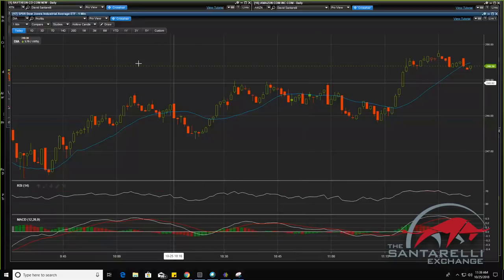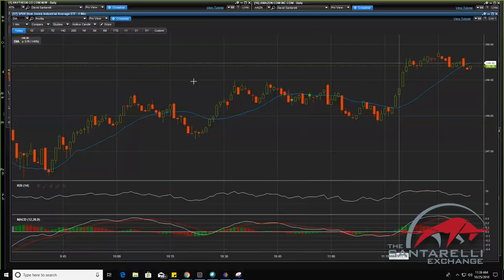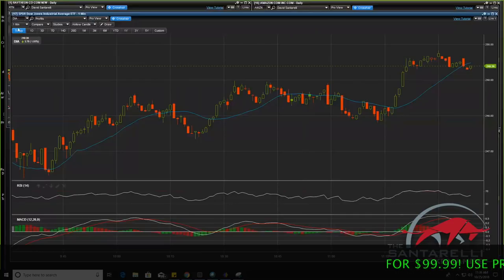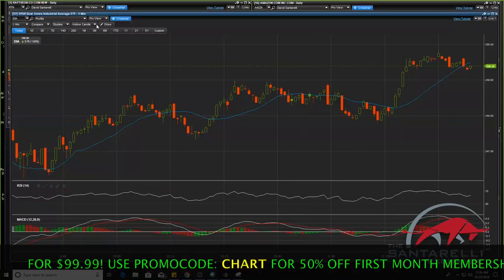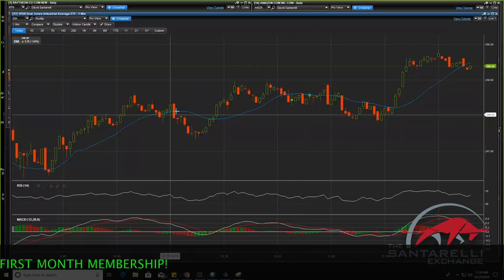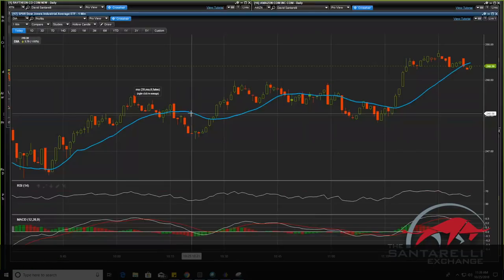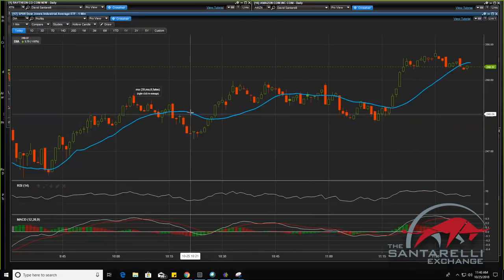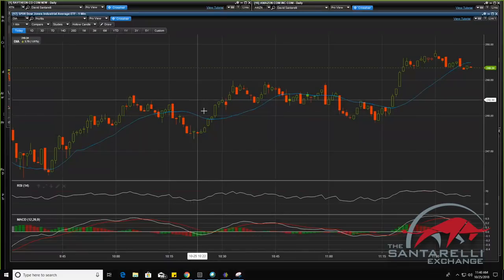First off, I didn't want to leave it as a blank chart. This is DIA, the 1 minute. I'm going to keep it at that for now, and then I'll show you once we change that. Let's say first off, this is the 20-day SMA. I always have my 20-day SMA as this color blue. That's all that's on here now.